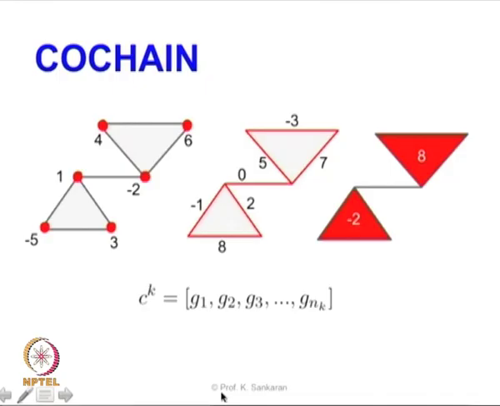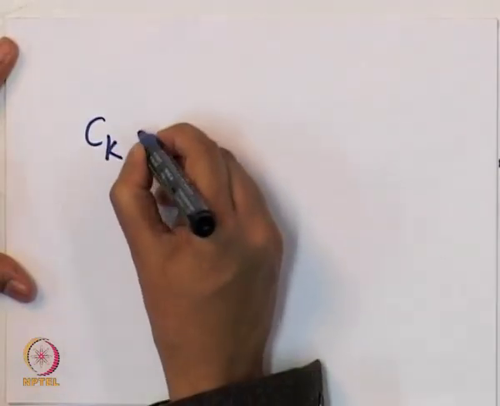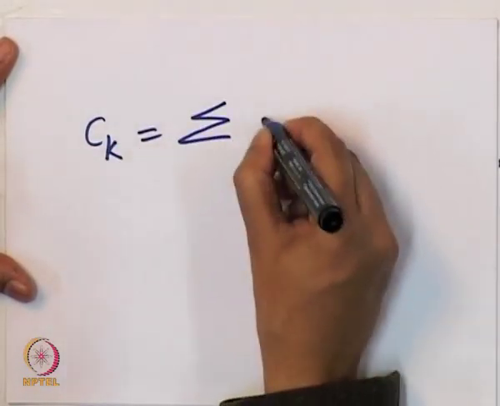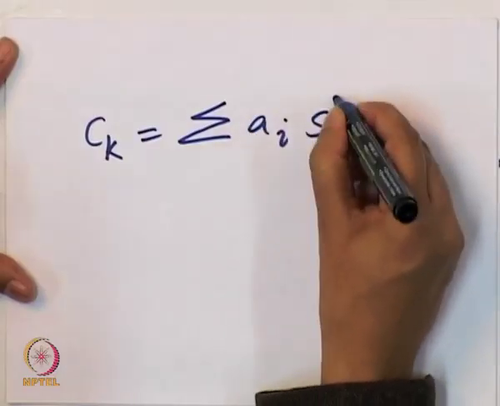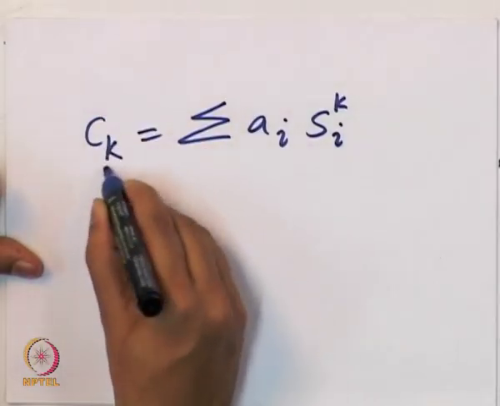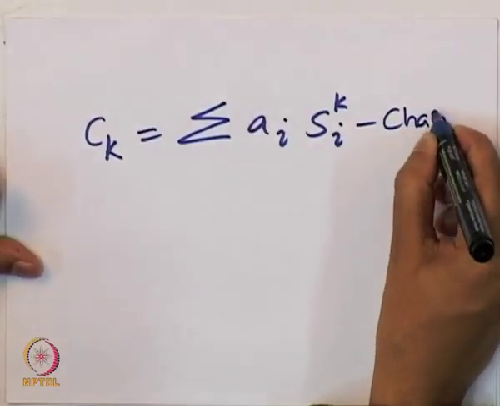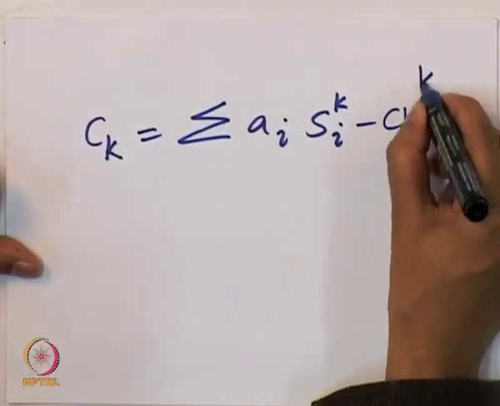So the simplest cochain will be values associated to the simplexes. Let me explain this further. We said the chains are... so this is the chain. When you use a subscript, we are calling this a chain. So this is a K chain.